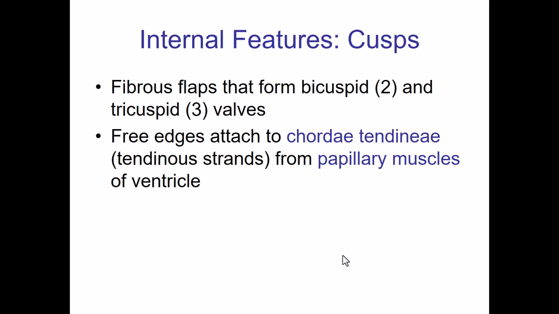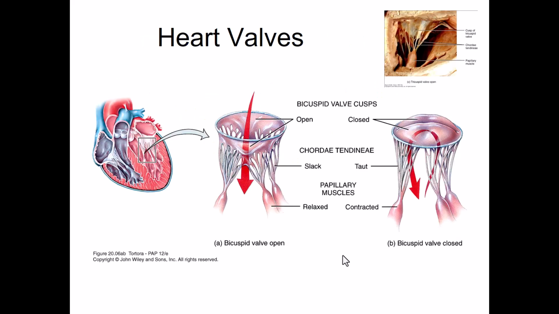On the left side of the heart, between the left atrium and the left ventricle, you only have 2 cusps attached to chordae tendineae and papillary muscles, so it is known as the bicuspid valve. And what these do is they prevent the valve from opening backward, and we can notice that when the ventricular muscle is relaxed, the chordae tendineae are slack and the valve is open, so blood can easily come through those atrioventricular valves.